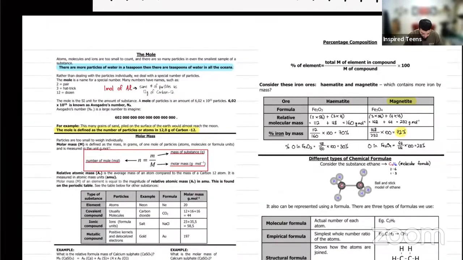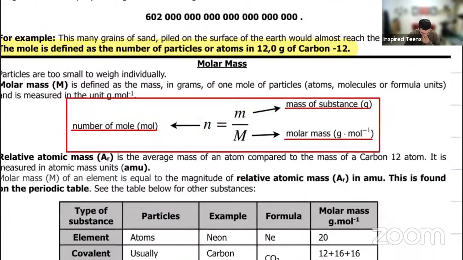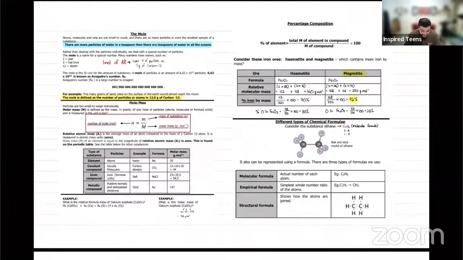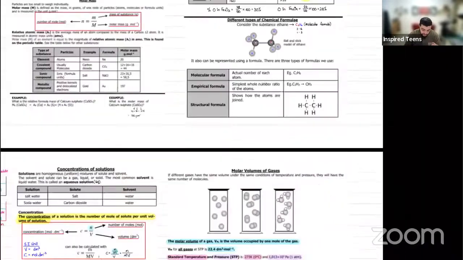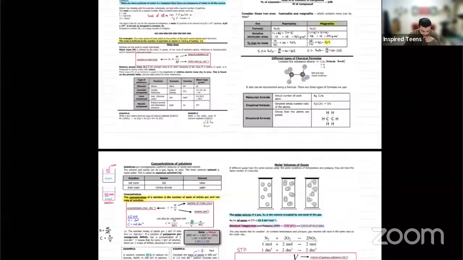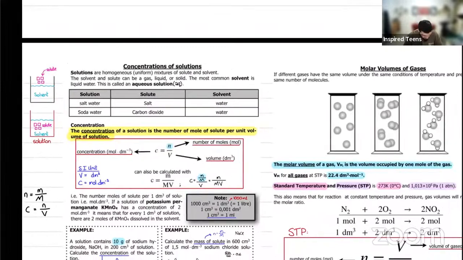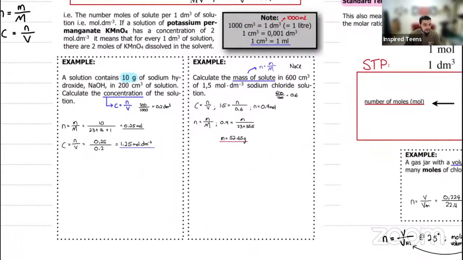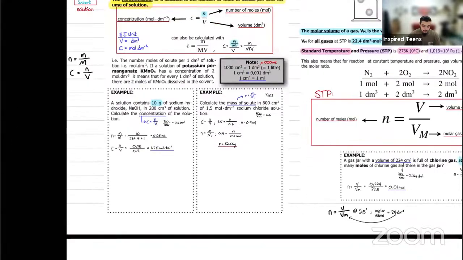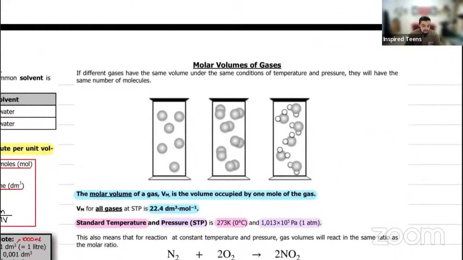So we discussed the mole, we discussed this formula, which is good. Molar mass, percentage composition, and different types of chemical formula. Then we discussed concentration, what is concentration, and the formula to do with concentration. We did some basic stoichiometric calculations using the mole formula and the concentration formula. Molar volume, we discussed molar volume. We discussed all these concepts in terms of the mole.